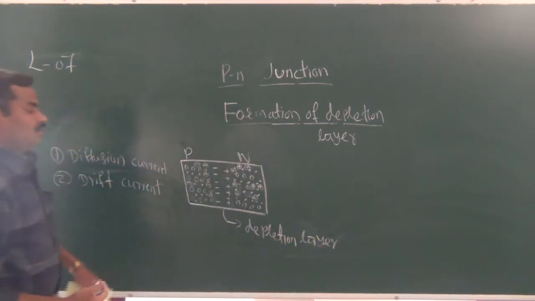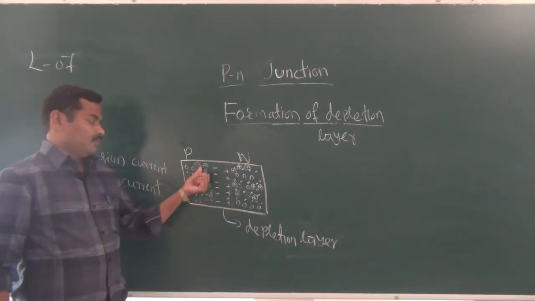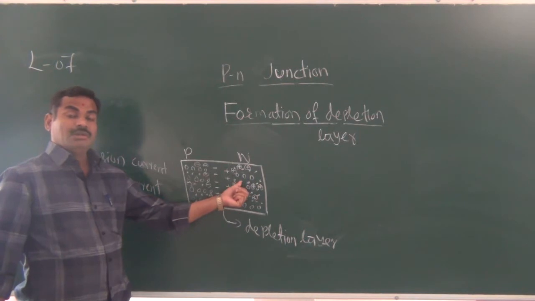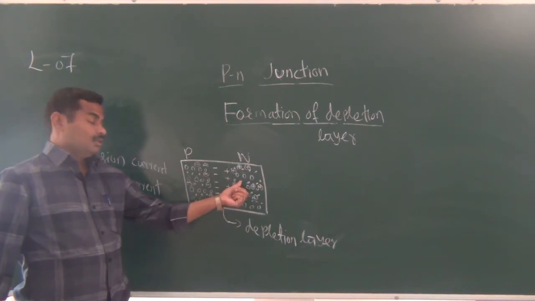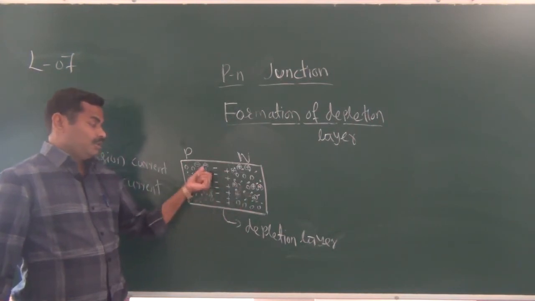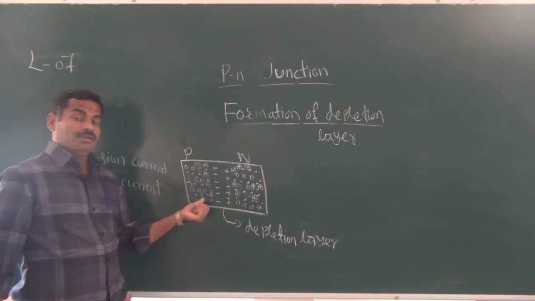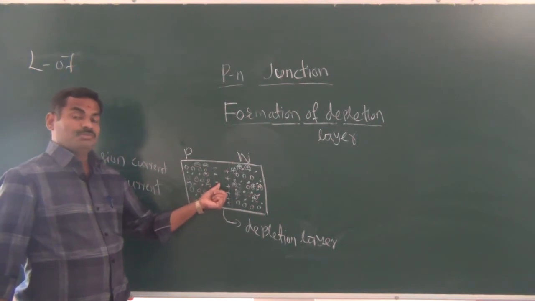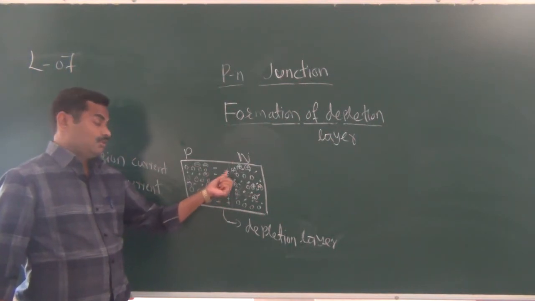It means whenever the holes diffuse towards the n side, they will recombine and be neutralized, they will disappear, and you are left with some space. In this space, you are not having any charge carriers. And also, when the electrons move towards the p side, they recombine with holes and are neutralized. Importantly, they create some region, some area. In this area, you are not having any charge carriers.